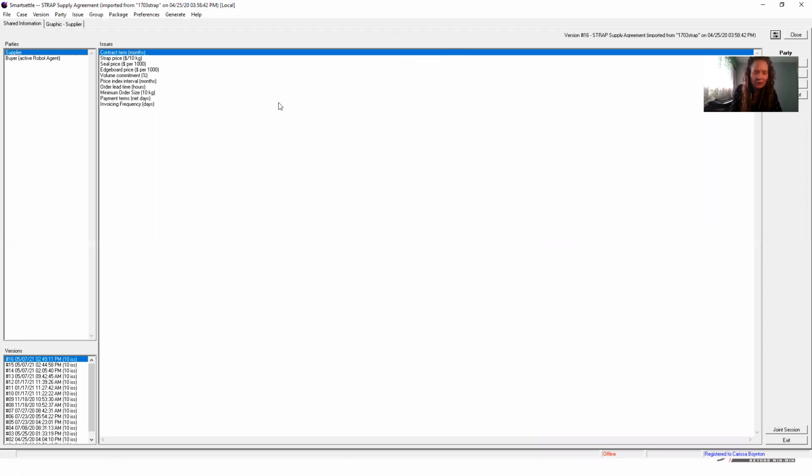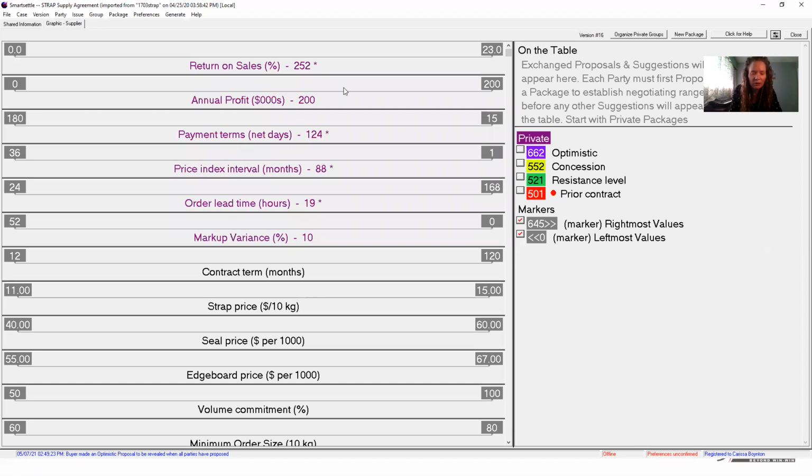So here you're seeing the shared information screen of Smartsettle Infinity. We've got the parties up here, and you can see that I've got a robot playing the role of the buyer. And we've got our issues here, as well as the ranges for those issues. So the next place we're going to go is to the private graphic view of the supplier.